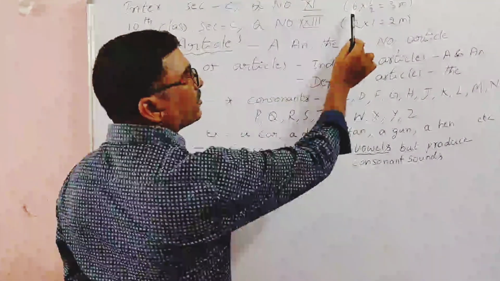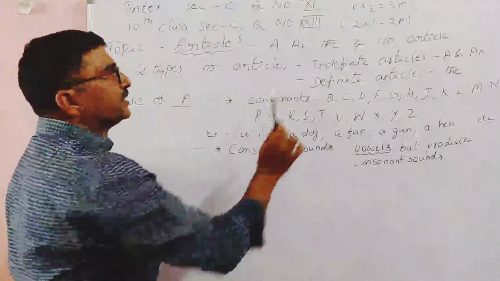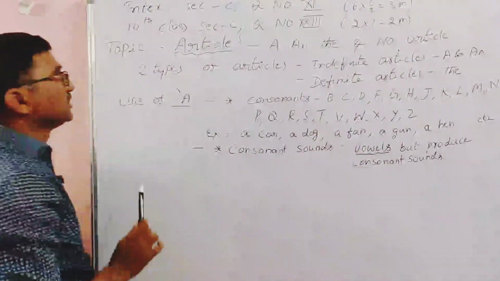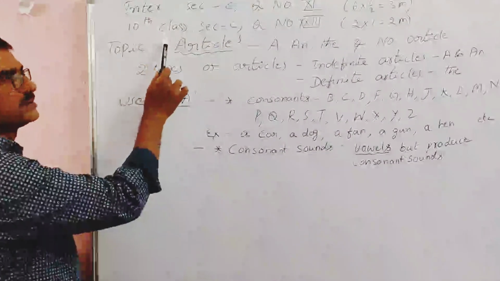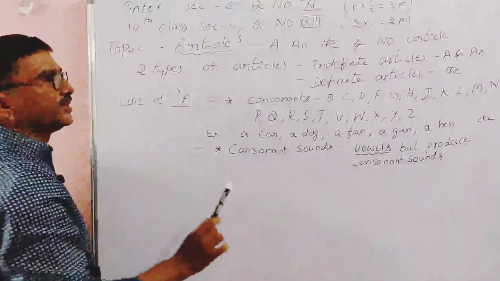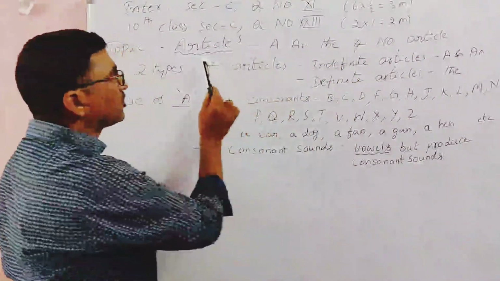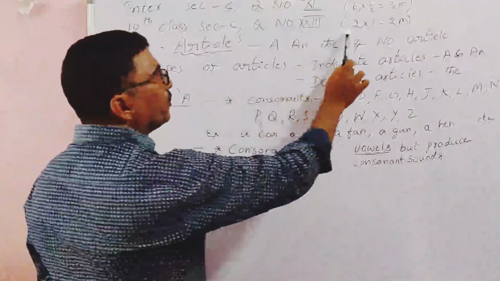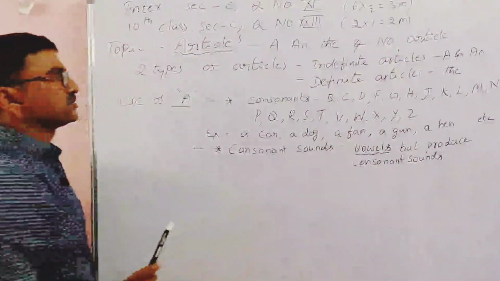Six bits will be asked, six halves, 3 marks. In 10th standard, 10th class, section C, question number 23, there will be 2 questions related to the topic articles, 2 ones are 2 marks.